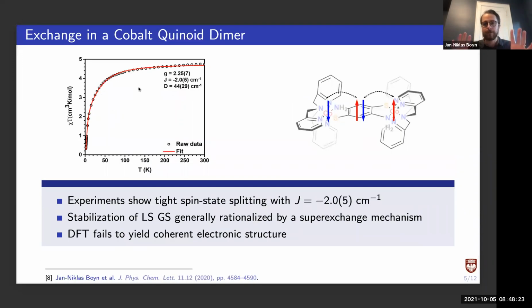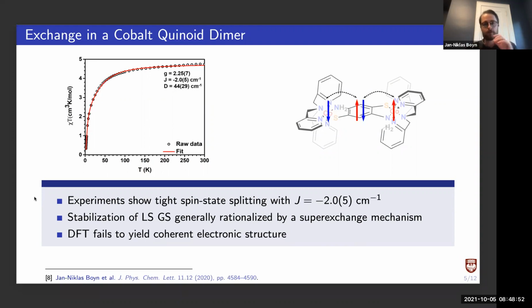So I'd like to talk about this first complex we have been doing some work on, which is this cobalt quinoid dimer, which was shown on the previous slide. It's just two cobalt centers that are capped by these bipyridine ligands, and then they're linked by this quinoid bridge. This has been experimentally synthesized and characterized, and they've done SQUID, so superconducting quantum interference device magnetometry, which basically measures the temperature-dependent magnetic susceptibility.